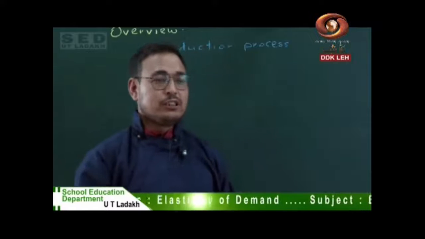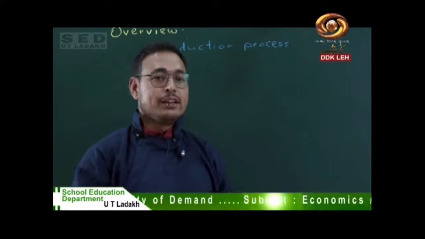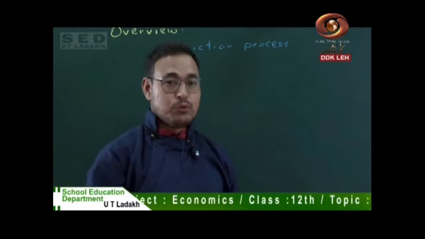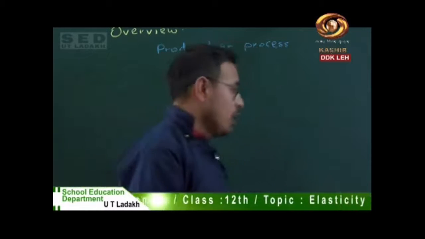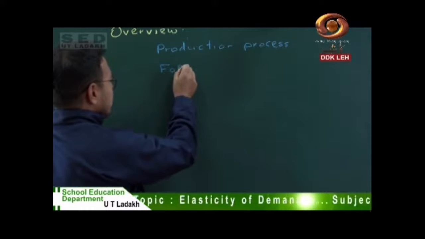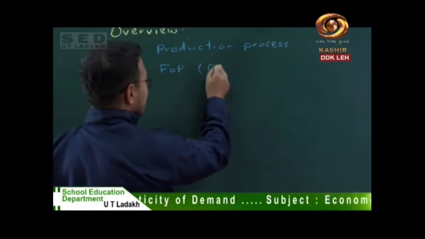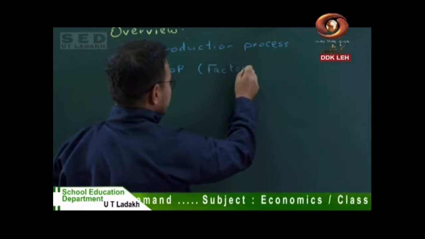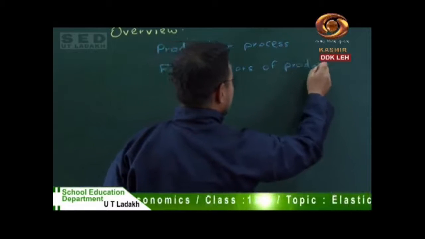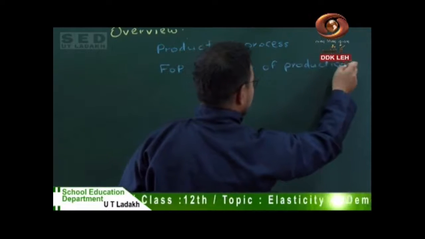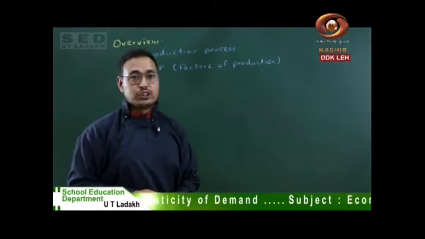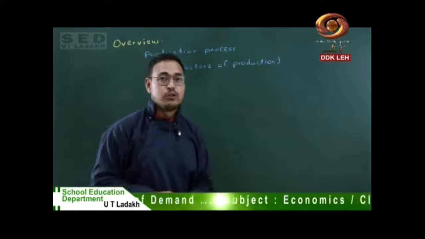Now the production process, in simple terms, is the entire process through which you convert inputs into output. Output is the final product. Over here, firstly the role is of factors of production, FOP, which are the agents generally used in this production process where you convert input into output.